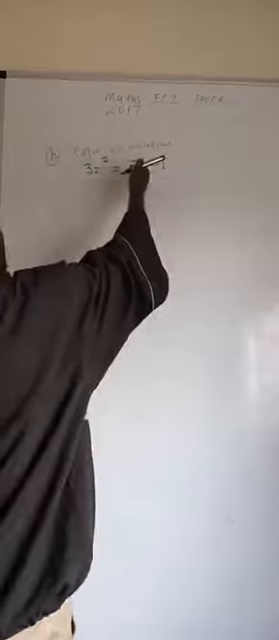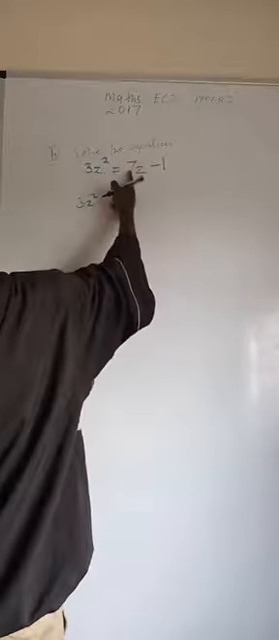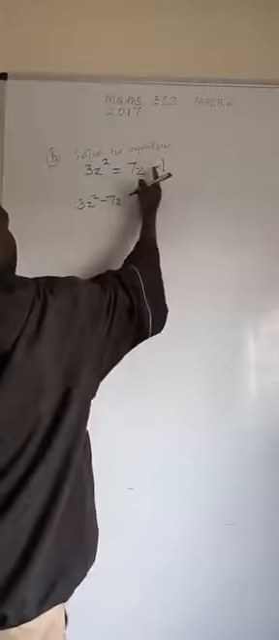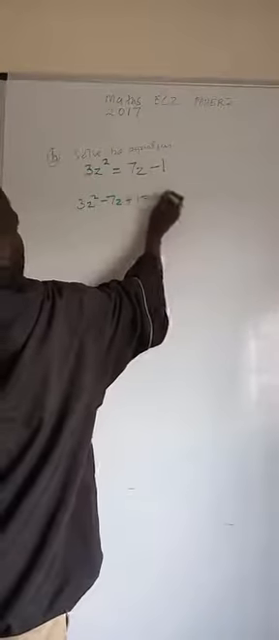The first thing you do, you always remain with 0 on the right. So all these numbers this side will be shifted this side. You need to remain with 0. So it will be 3z squared, 7 goes this side. Since it's positive 7, when it crosses the equal sign, it will become negative 7z. And then this one is minus 1. It crosses this side, it becomes plus 1, which is equal to 0, guys.